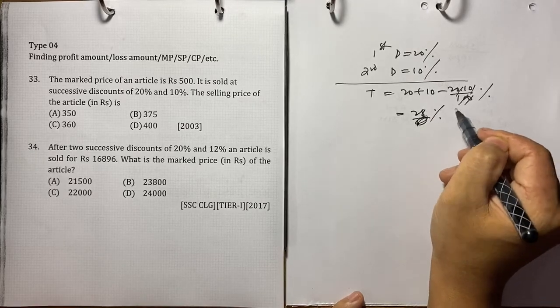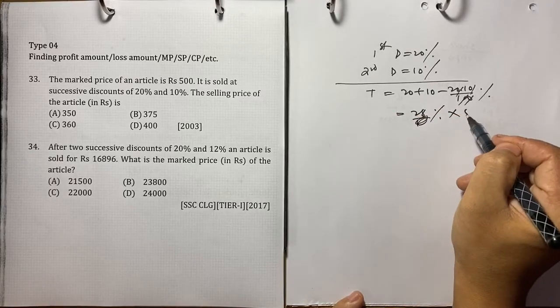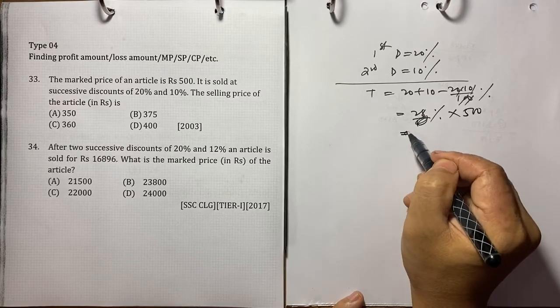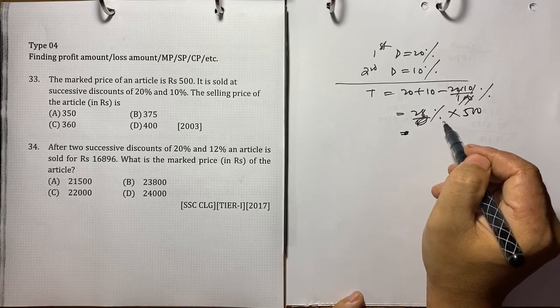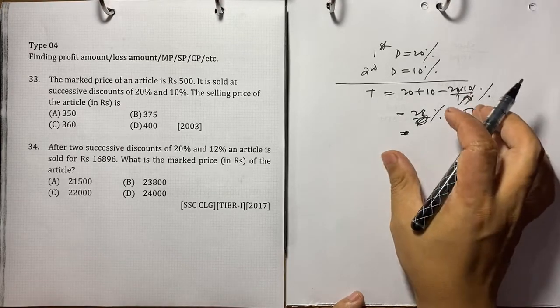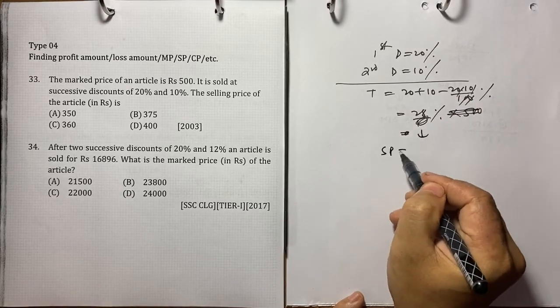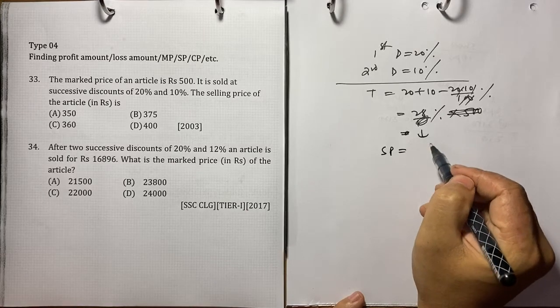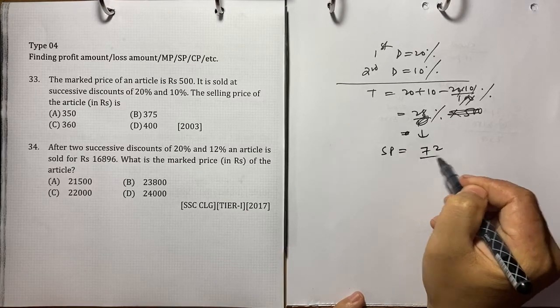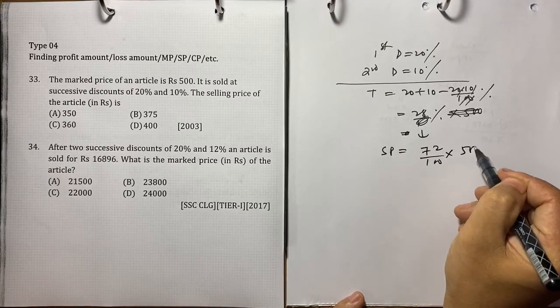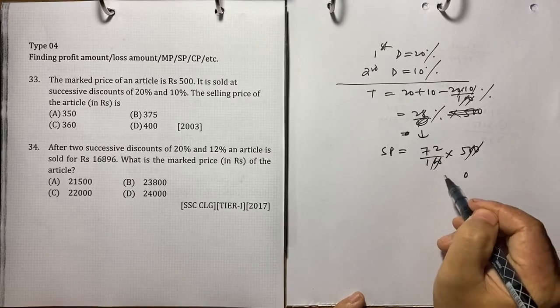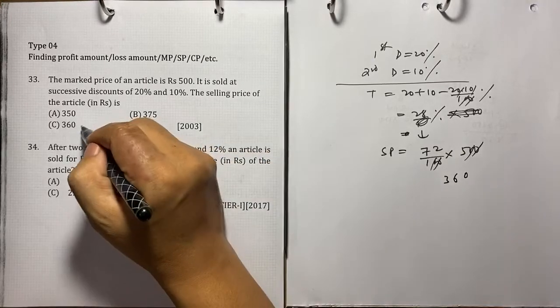28% discount, suppose normally mark price multiplied, which is 500. Directly the selling price is 100 minus 28, so this will be 72%. 72% into mark price which is 500, cancel. This will be 360 rupees.